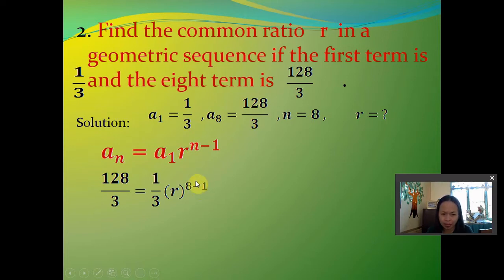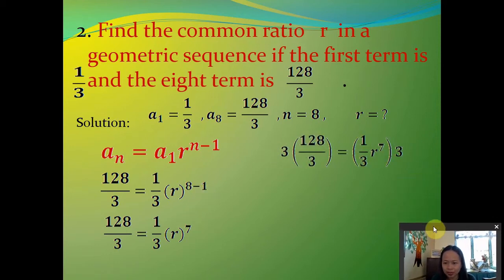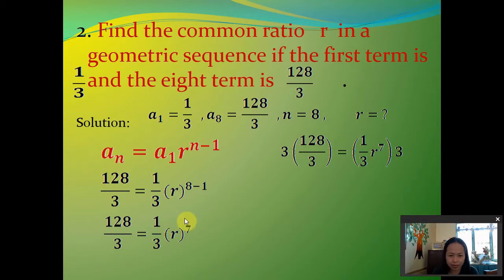Next, simplify this part first. Simply copy this part, and then r. Then 8 minus 1, and that is 7. Next, we are going to simplify this part. What happened here is that you are going to eliminate the numerical coefficient of r.